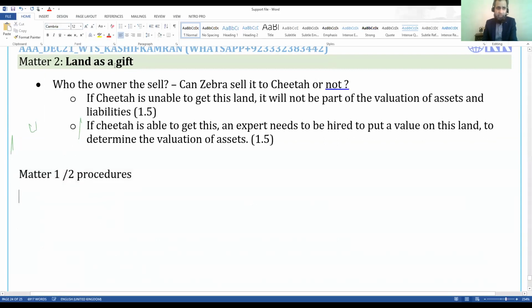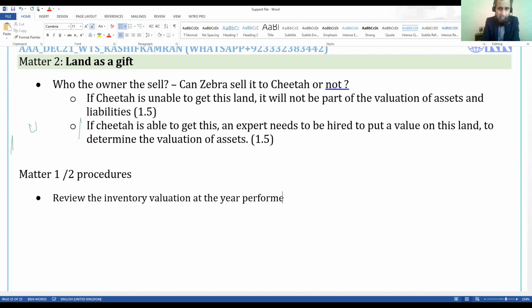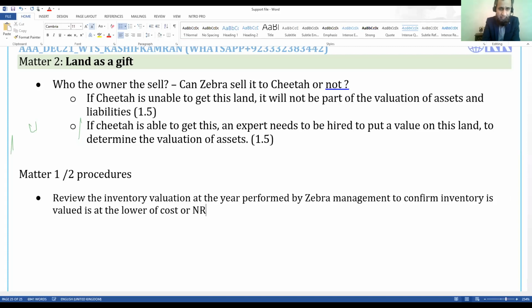The very first thing we can investigate about Zebra is we can review the inventory valuation at the year end performed by Zebra management, to confirm inventory is valued at the lower of cost or NRV.